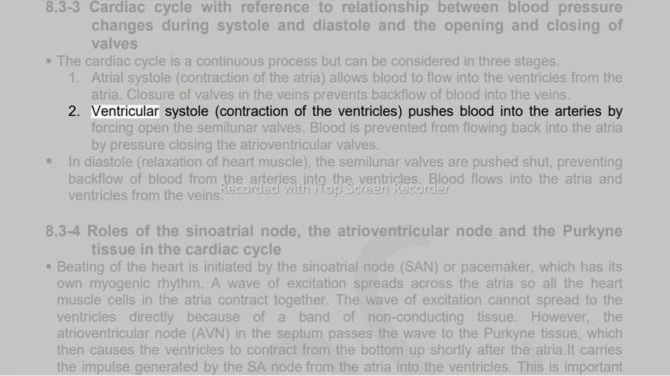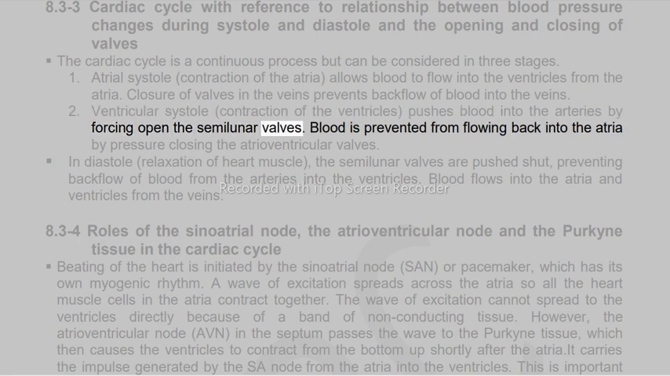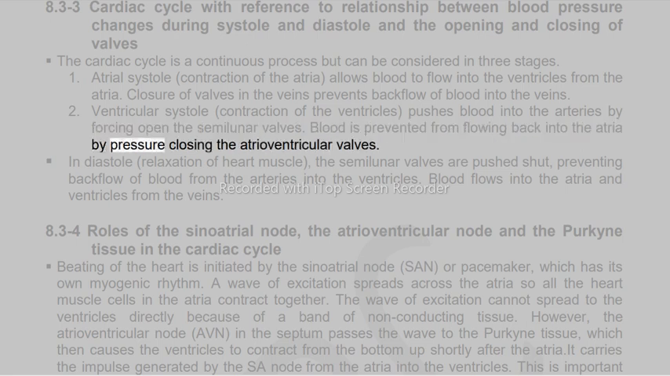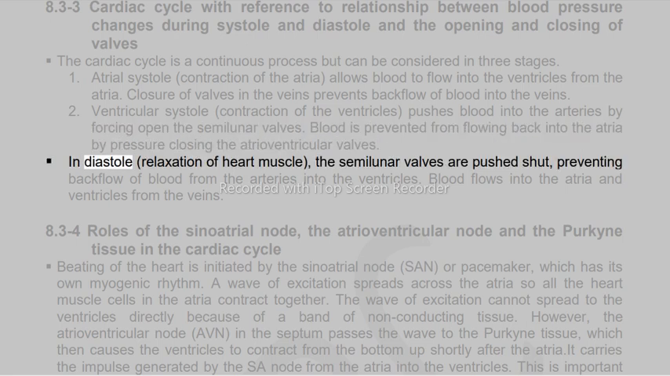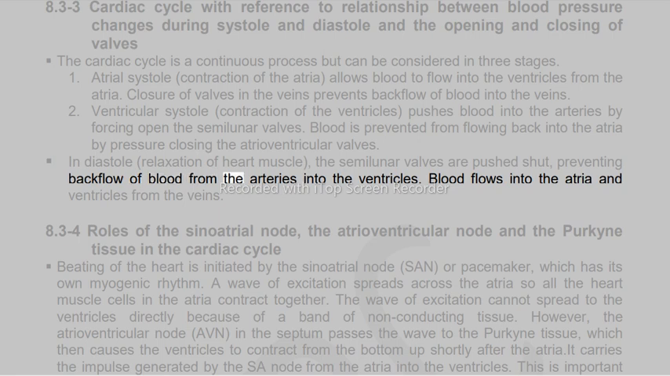2. Ventricular systole, contraction of the ventricles, pushes blood into the arteries by forcing open the semilunar valves. Blood is prevented from flowing back into the atria by pressure closing the atrioventricular valves. 3. In diastole, relaxation of heart muscle, the semilunar valves are pushed shut, preventing backflow of blood from the arteries into the ventricles. Blood flows into the atria and ventricles from the veins.